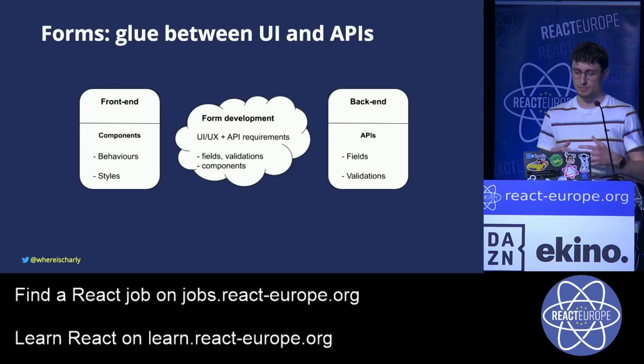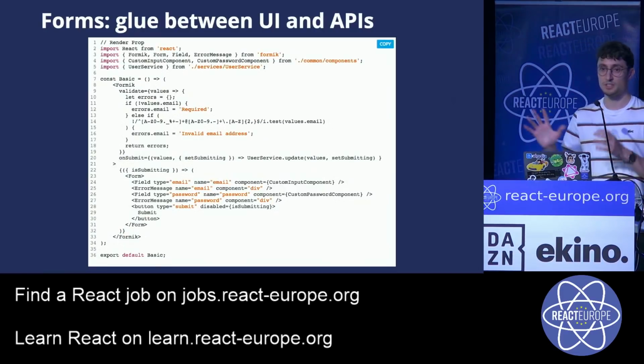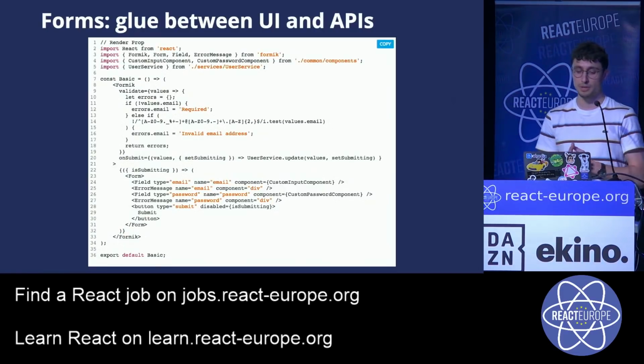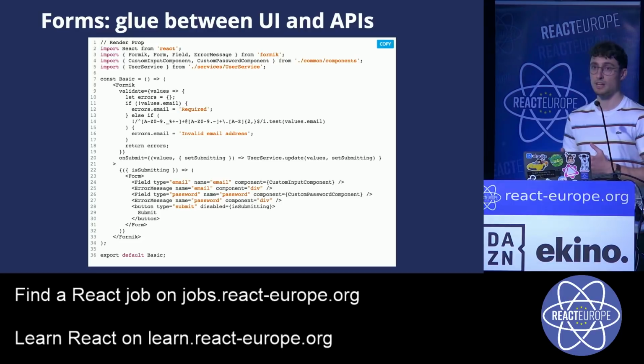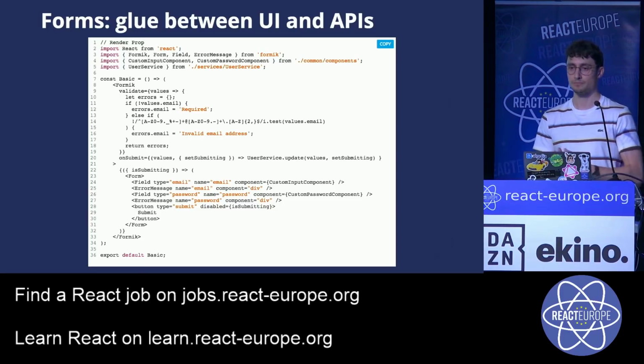So let's have a concrete example of this very theoretical approach with a form developed with the awesome Formik library. This is a user form. This is an example from the official documentation of Formik. It's a form to create a user. In order to create a user, we need an email and a password. We can see that we have validations, a set of fields, and custom components to fit our UI.